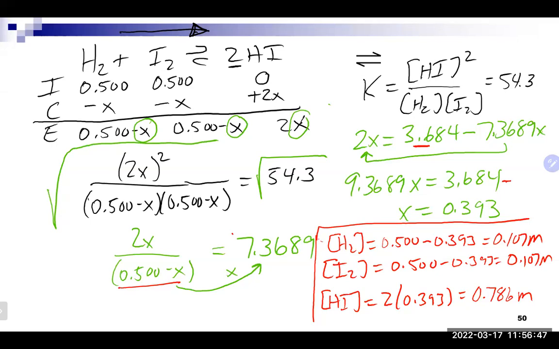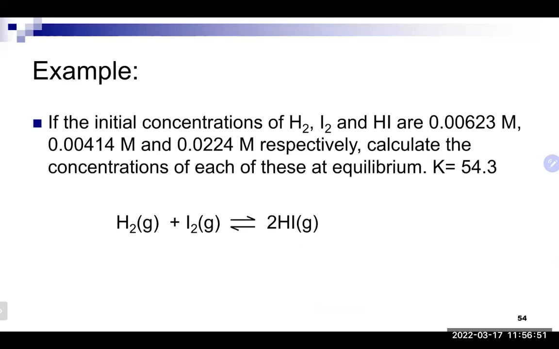All right, our big day of ice tables continues with another example. If we got initial concentrations using the same equation and the same equilibrium constant there, what are the equilibrium concentrations of everybody? In this case we started with 0.00623 of H2, 0.00414 of I2, and 0.0224 of HI.